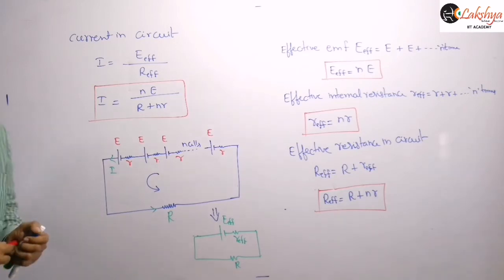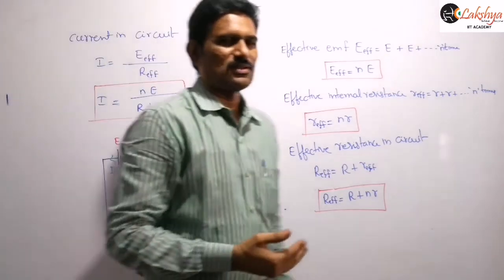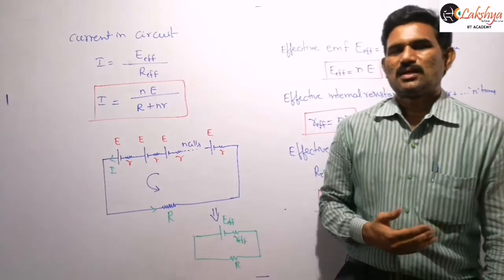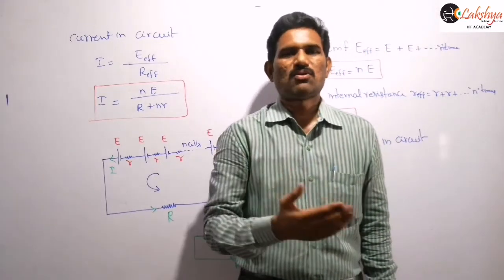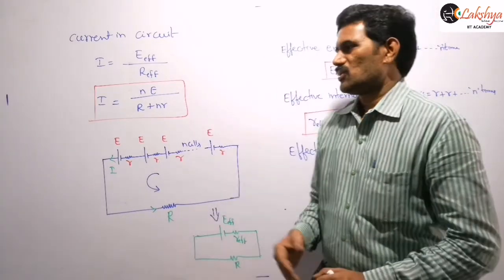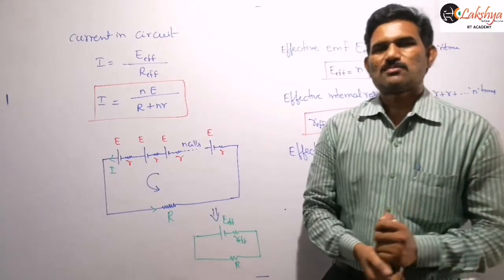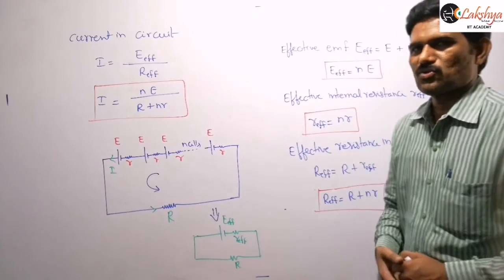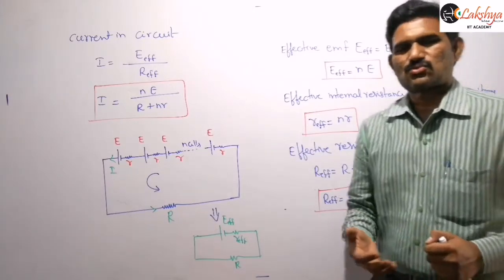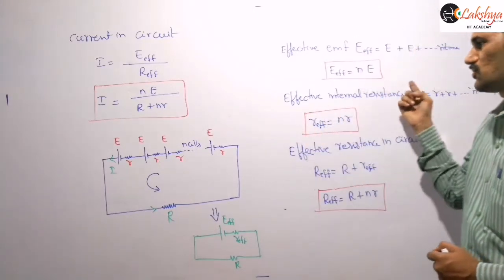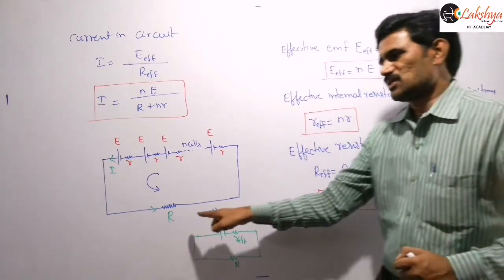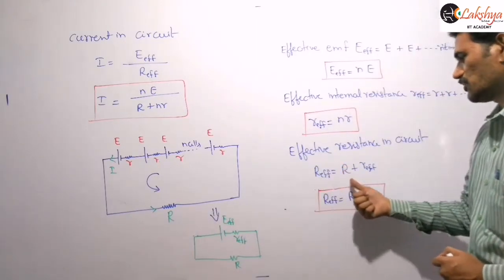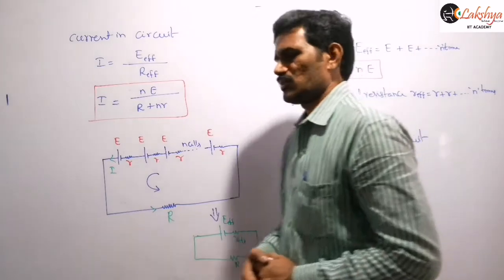Simply here we need to remember that when cells are connected in series, the effective EMF is nothing but the sum of EMFs of the individual cells. So E plus E plus E and so on, n times you will get. And resistors are already in series, so we need to add all those resistors. So r plus r and so on n times you will get. And that resistance will be in series with this external resistance, so R plus r effective, that means R plus nr you will get.